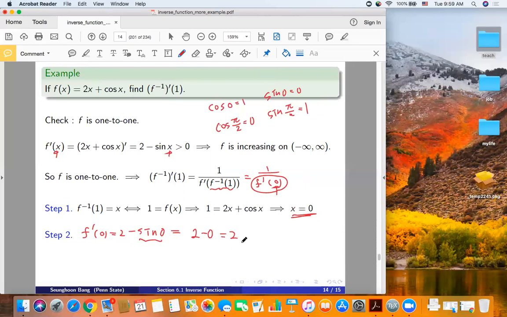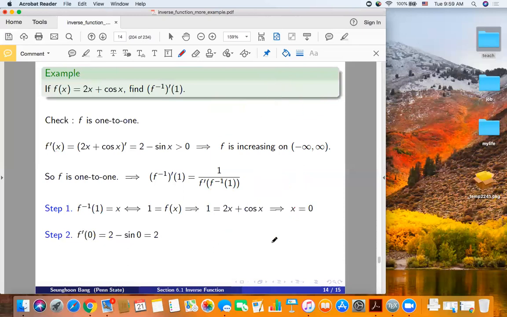2. You plug 2 into here. What's your final answer? We have the 2 so far. So we have it like this. Step 3: the previous one is 1 over f prime of the inverse of f at x. X is 0 here, f prime of 0 is 2. We have 1 over 2. That's it. This is the whole idea. Only the reciprocal.